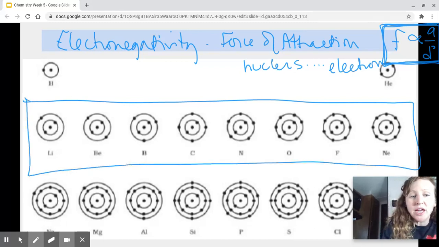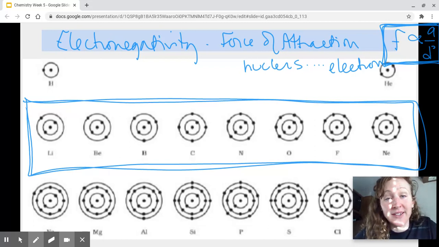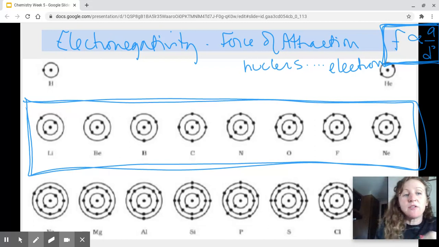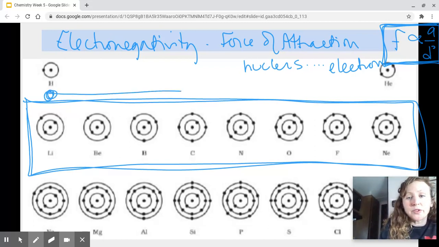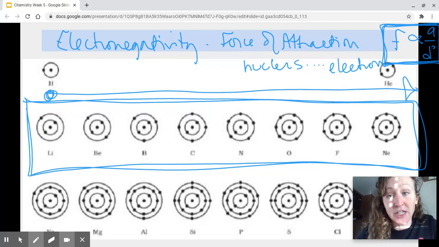Okay, so let's take a look in our period. What is this trend going to look like in our example of the second row? From lithium to neon, will electronegativity increase or decrease? Pause here and make a prediction.